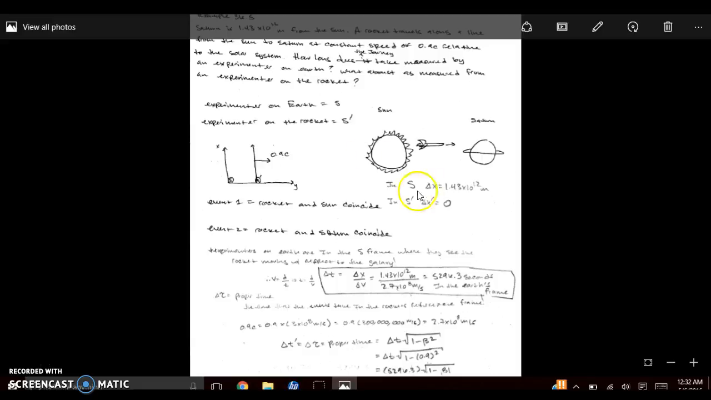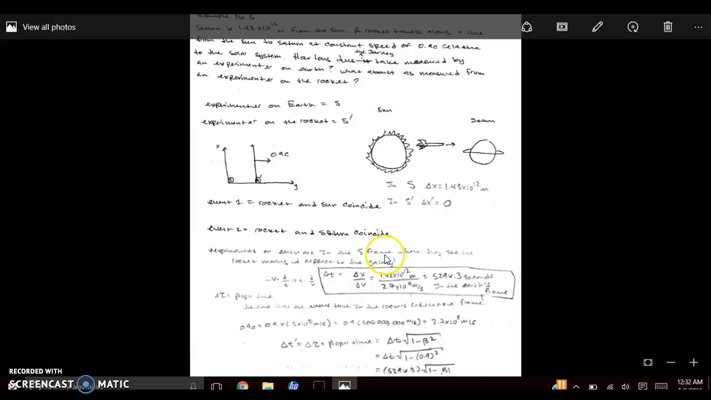So that's why I say here delta x prime is 0 in that frame, and the problem gives us delta x as seen from the Earth. The distance from the sun to Saturn is 1.43 times 10 to the 12 meters. As far as the experimenter on Earth, he sees it as a basic problem. He knows the distance and he knows the speed that the rocket is traveling at.